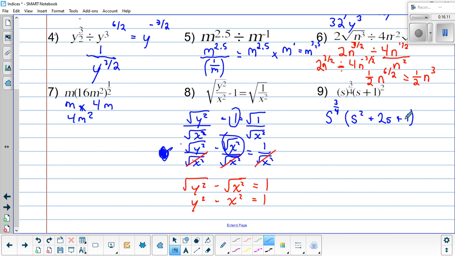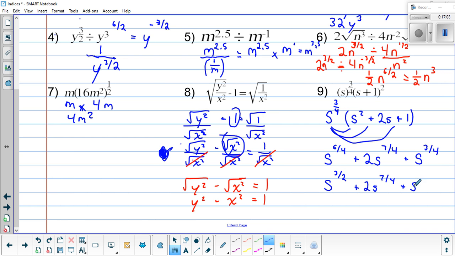So now let's multiply this into each of our terms, just like we would do with normal bracket expansion. So our first one, we get, what do we get? We get 6 over 4, right? Here we get 2s to the, well, we have s to the 1, which is 4 over 4. So 4 over 4, then plus 3, so we get 7/4. And then plus s to the 3 over 4. Okay, so that one, all we can really do is simplify our front a little bit as 3/2 plus 2s to the 7/4 plus s to the 3/4.